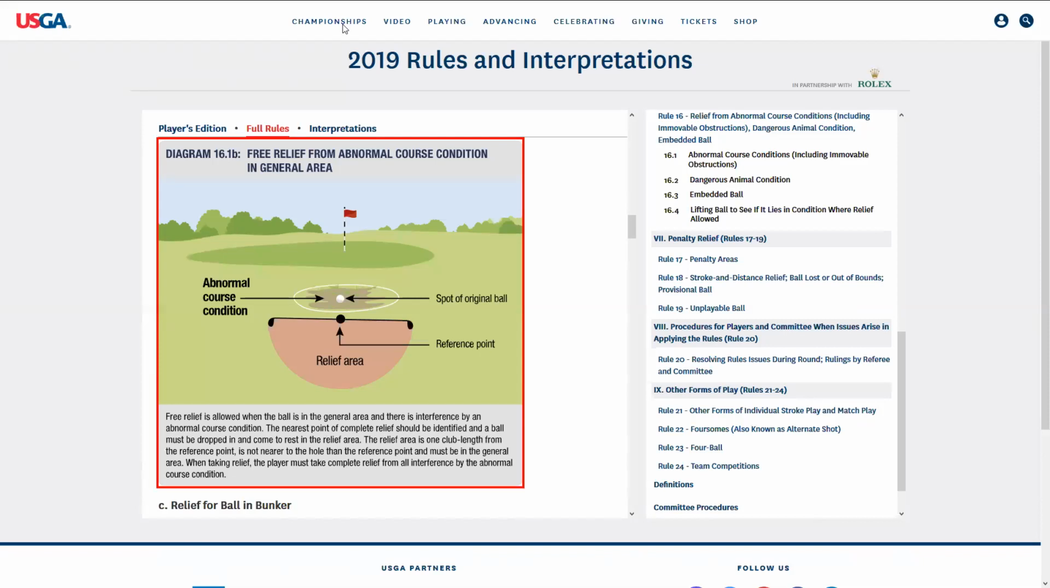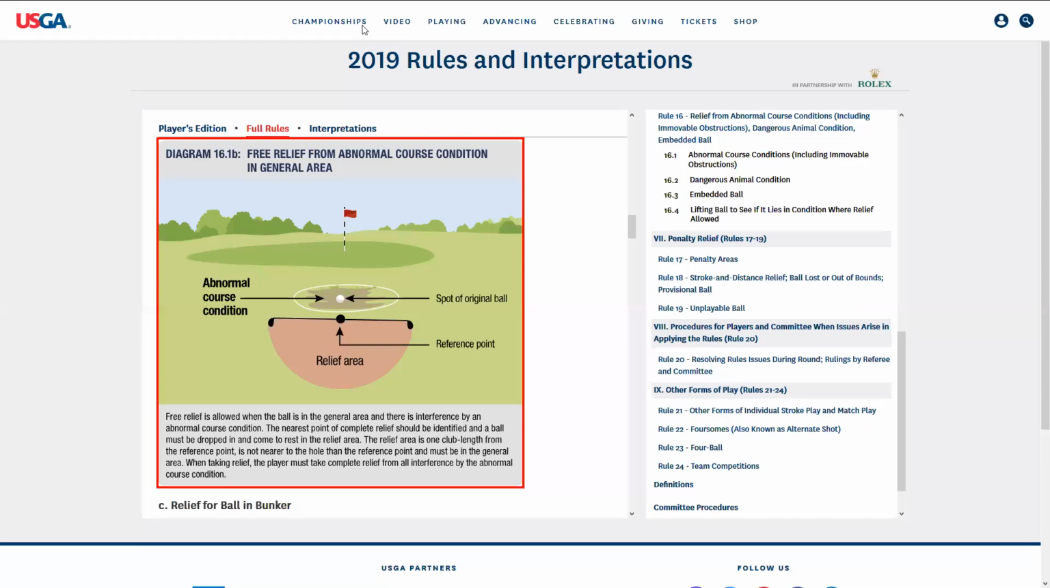Player's ball is in temporary water. A two-step process. He has to find his nearest point of complete relief, which is to the left. And then he gets his 1 club length. And notice instead of having a semicircle in which to drop, he has less than a semicircle. And the reason is because the right half of that semicircle would be in the temporary water, and therefore the player wouldn't have complete relief. So if you're taking free relief from an abnormal course condition in a bunker, you would then drop in that relief area.